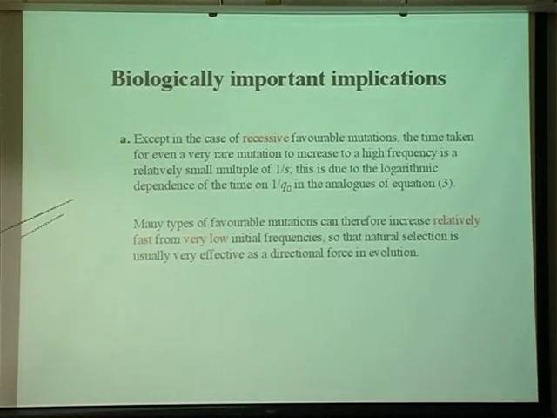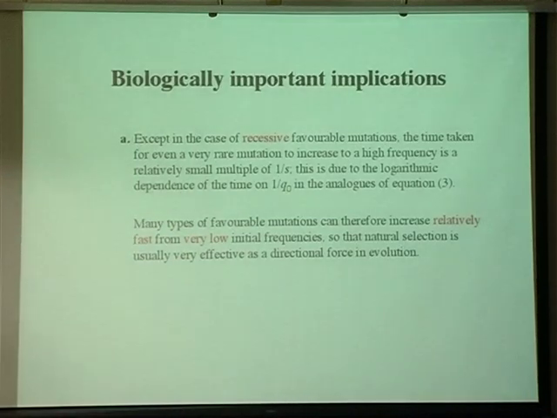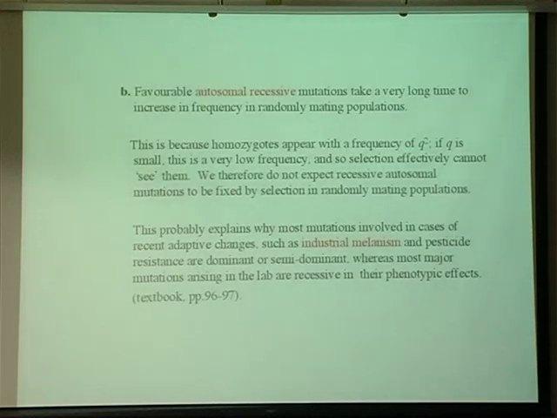First of all, if we ignore the case of recessive favorable mutations, things go nicely. You can get mutations up from a low frequency. But favorable autosomal recessive mutations, ones which are not carried on the sex chromosomes, take a long time to increase in frequency in randomly mated populations. We've just been over the explanation for that.